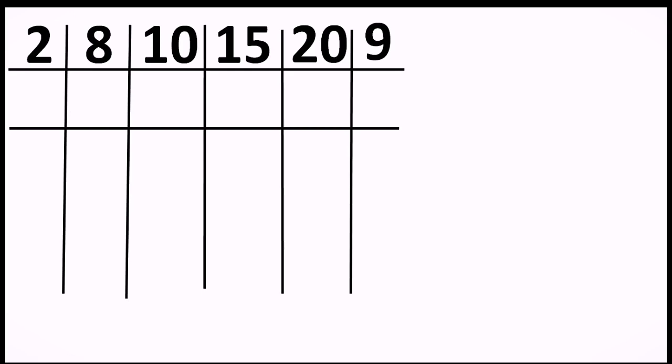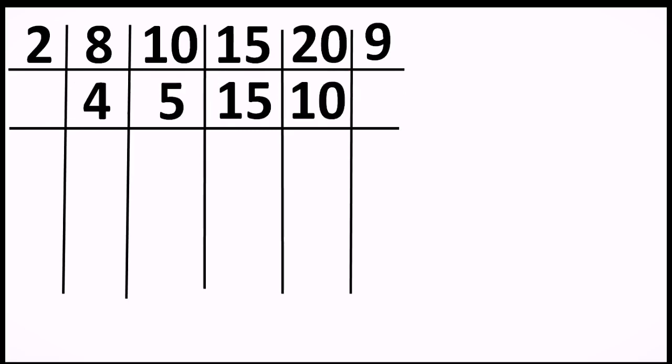So when you divide that 8 by 2, we get answer 4. 10 divided by 2 results in 5. 15 will be not changed, it will be written as it is. 20's half is nothing but 10, right? And 9 will be written as it is, correct? So in this way we have divided by 2.